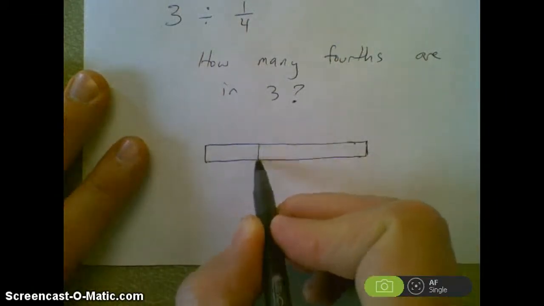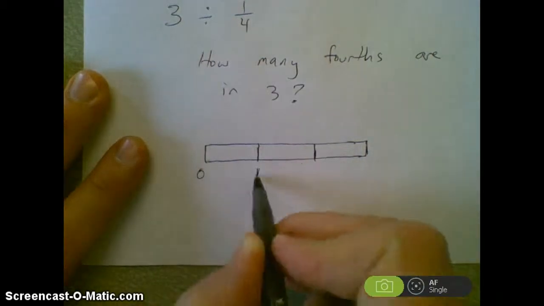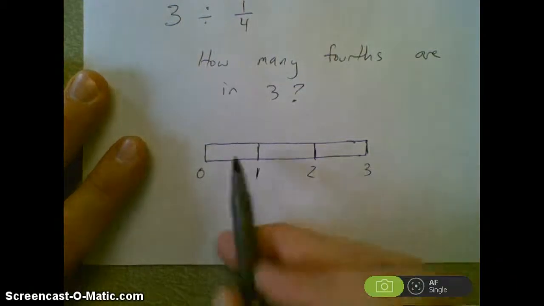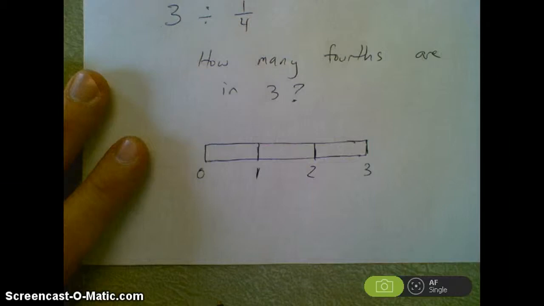and I'll try to make these equal length because each one is going to represent 1. So this bar here is 0 to 1. This bar is 1 to 2, and this bar is 2 to 3. So that's 1 bar, 2 bars, 3 bars. That's my 3. How many fourths are in there?